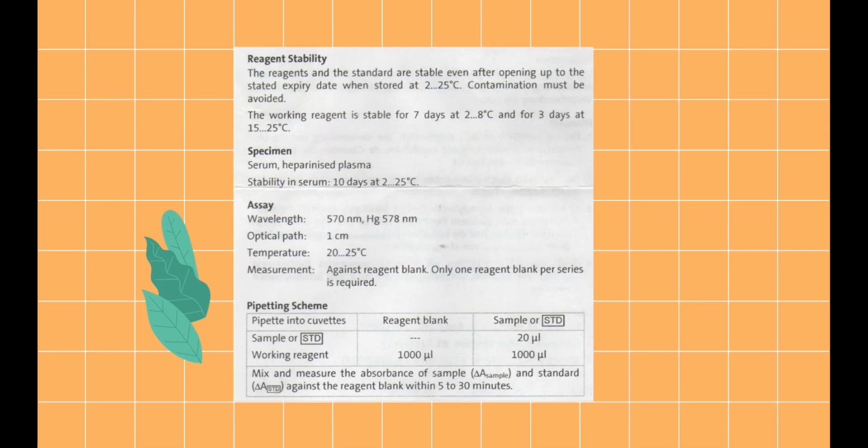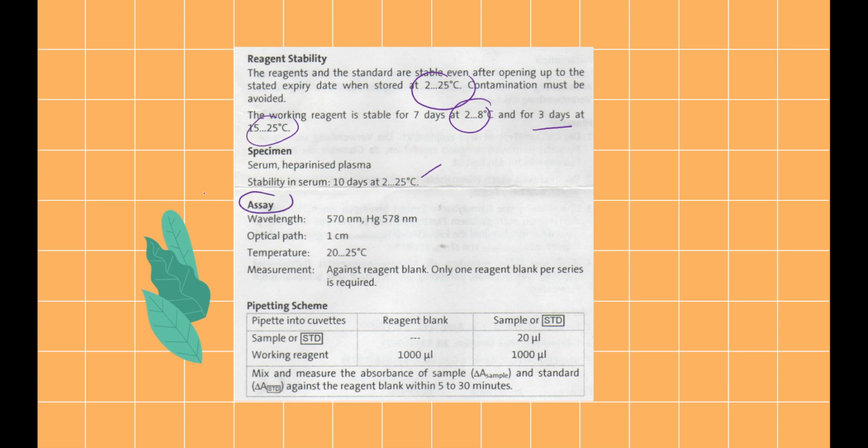Right? Next, for the reagent stability, your reagent and standard are stable even after opening, up to the stated expiry date, as long as they are stored at this temperature, and of course contamination should be avoided. Working reagent is stable for 7 days at refrigerator temperature or for 3 days at room temperature. For your specimen, it's either serum or heparinized plasma. Stability of serum is around 10 days at 2 to 25 degrees Celsius.